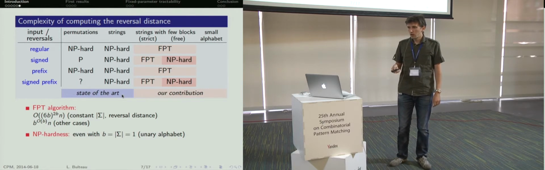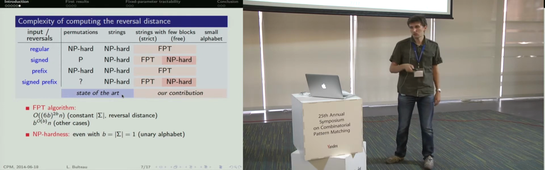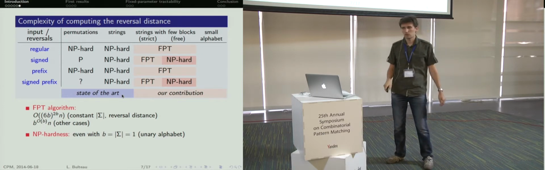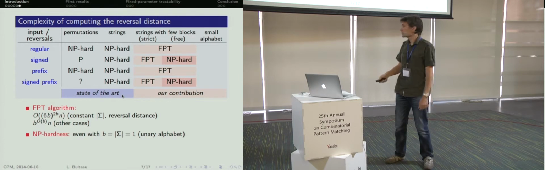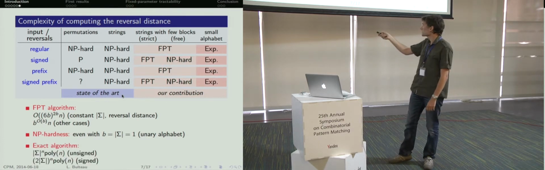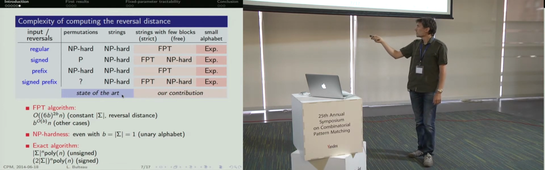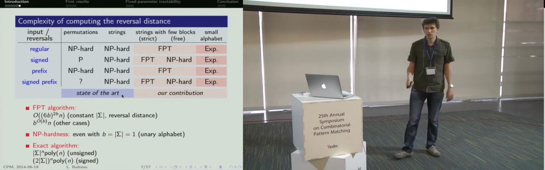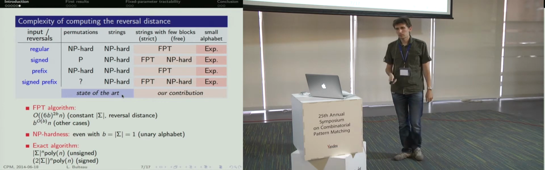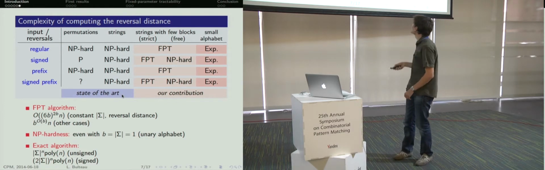And we also wanted to look at the small alphabet case. Since it's NP-hard for binary alphabet, we cannot get FPT, but we can still get an exact algorithm in exponential time where the exponent is the least bad possible. So yeah, that's our results.